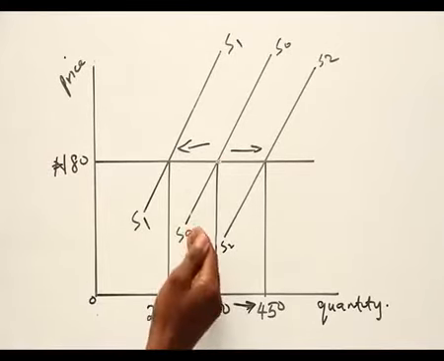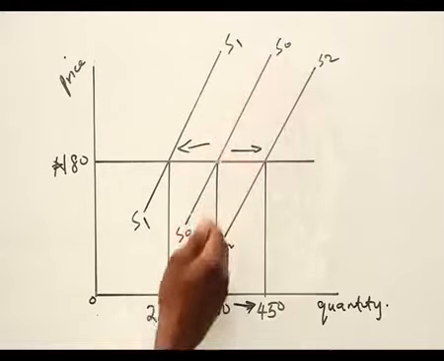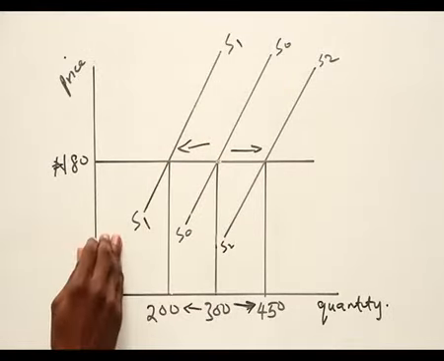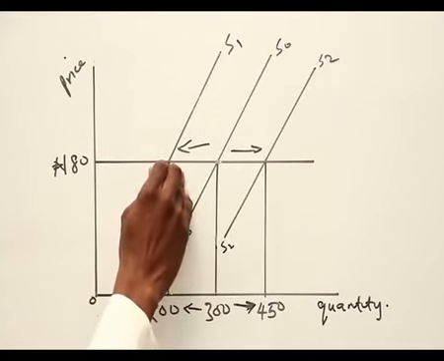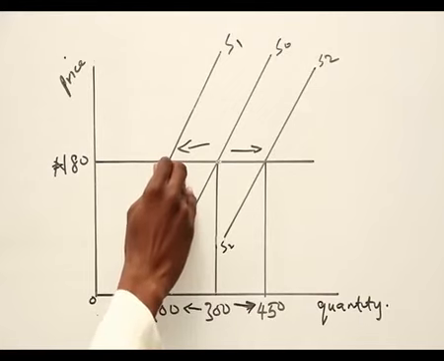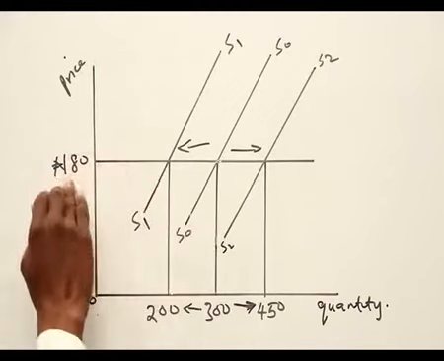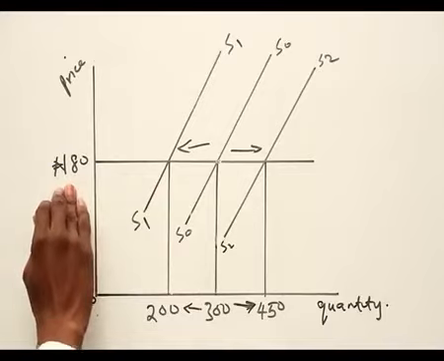So the indication is that a shift from S2 to S1 implies a decrease in supply as a result of other factors affecting supply that are not favorable to supply when the price is constant.